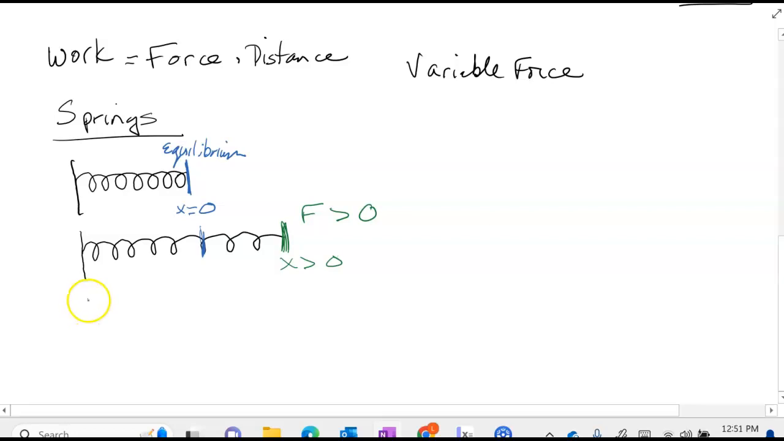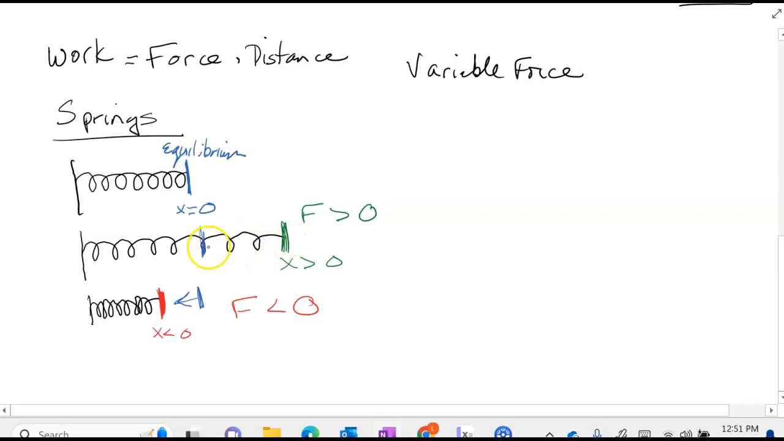And then, of course, in the same way, we can squish our spring. That's a really bad spring. So this is where equilibrium would be, but we've compressed it. And when we compress it, our X value is now less than 0, which means we are exerting a negative force.